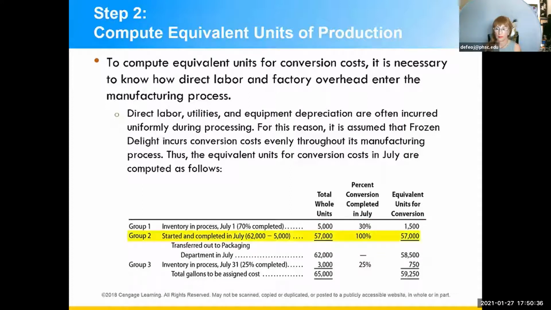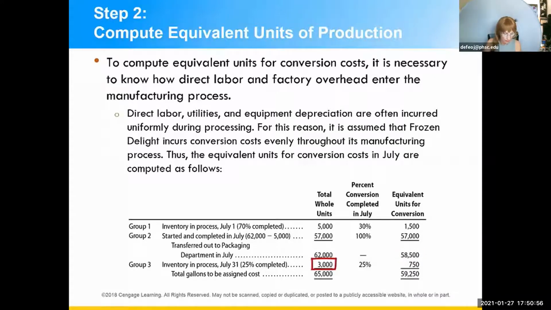The 57,000 units started and completed in July are 100% complete as to conversion costs. So 57,000 equivalent units are entered for this group. Groups 1 and 2 are totaled to determine the equivalent units transferred out of the department of 58,500.